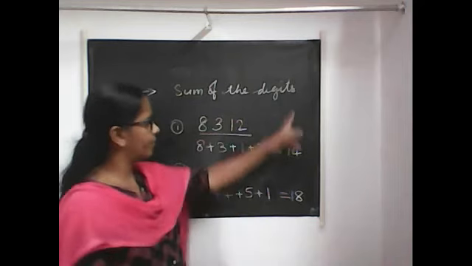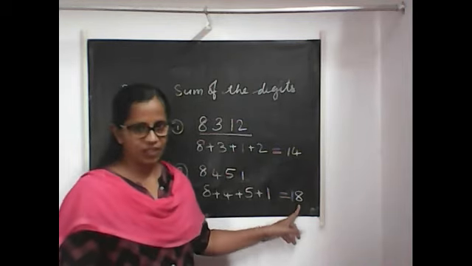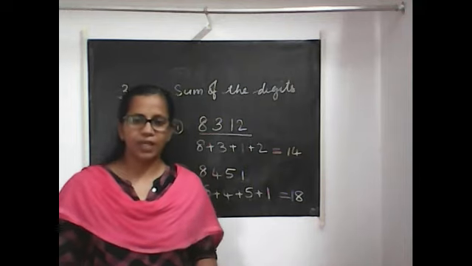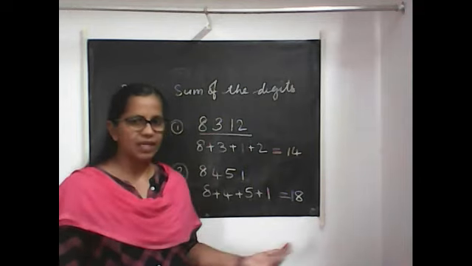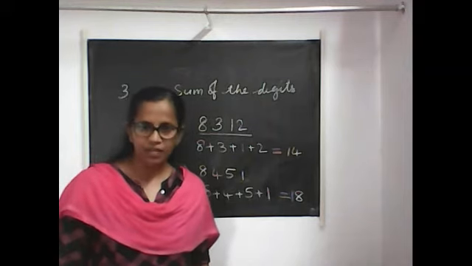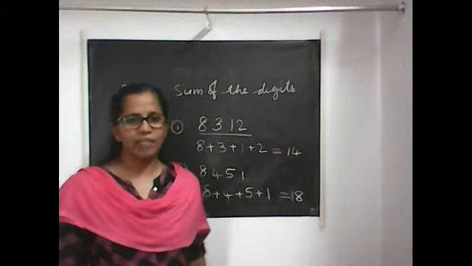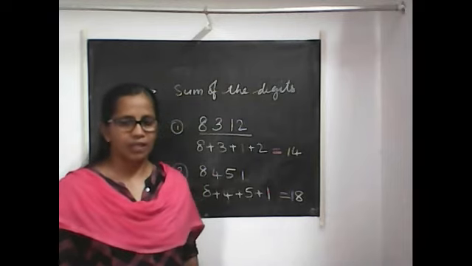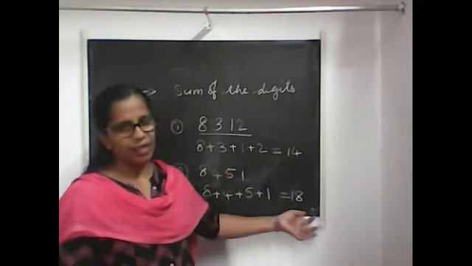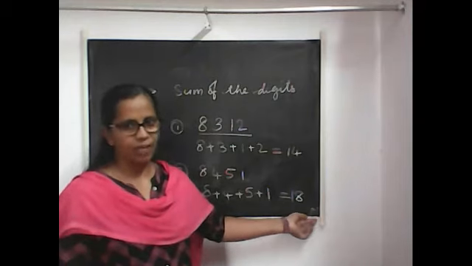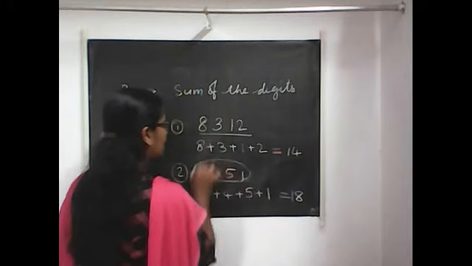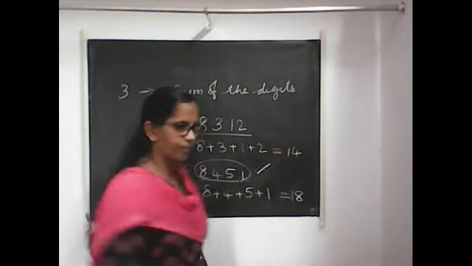That's the first thing. Find the sum of the digits. You got 18. And the second step is to check whether 18 is there in 3's table. That means whether 18 is divisible by 3. Yes, when you say the table of 3, 6 3s are 18. Exactly divisible then. So, 8451 is divisible by 3.